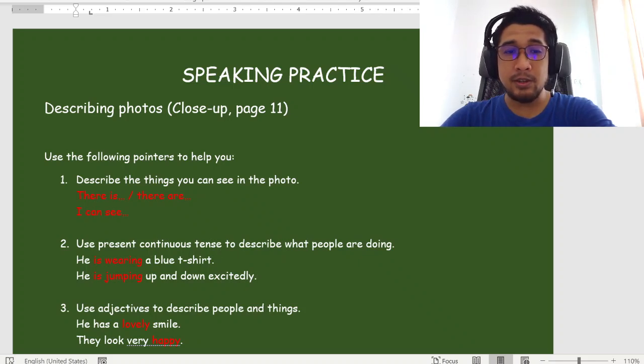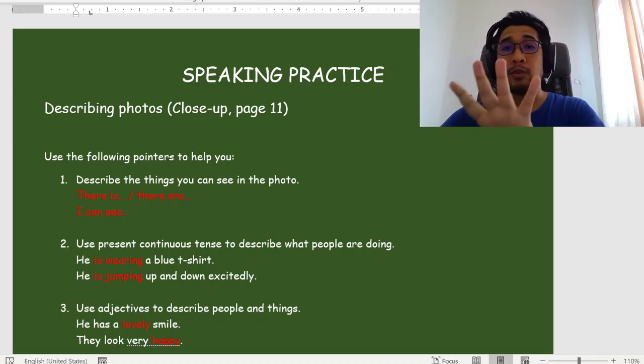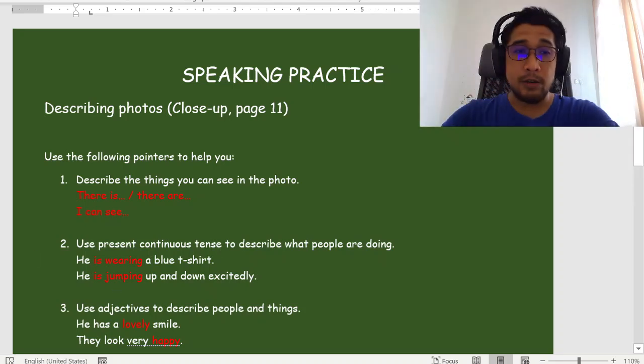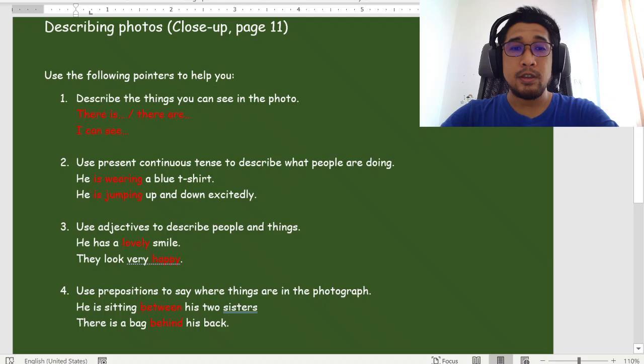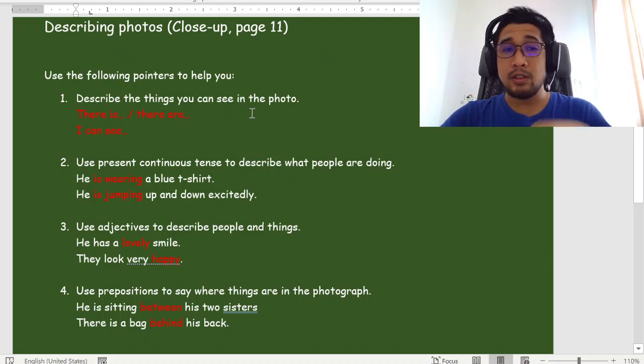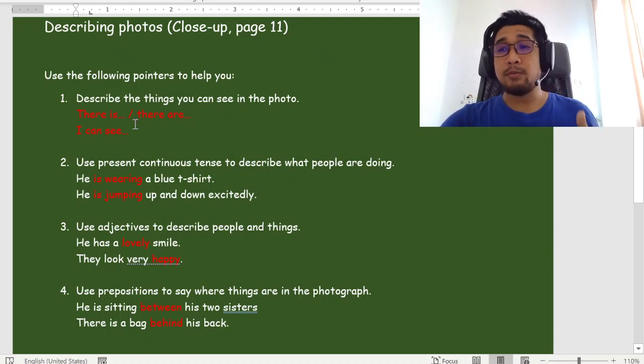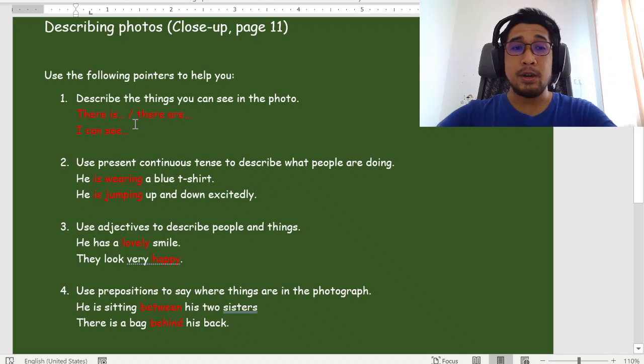Okay, so let's take a look at the 4 points that can help you when describing photographs. Okay, number 1, describe the things that you can see in the photo. So to describe, nak terangkan, nak menjelaskan gambar, you can use these things.